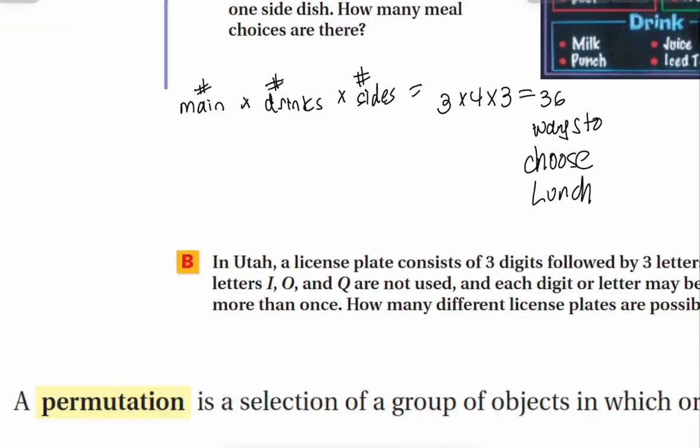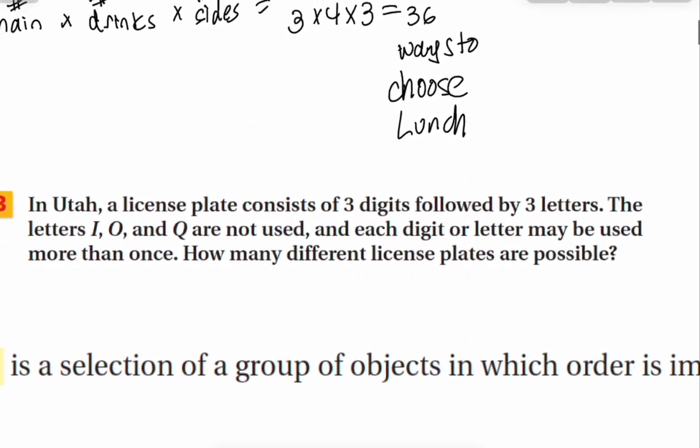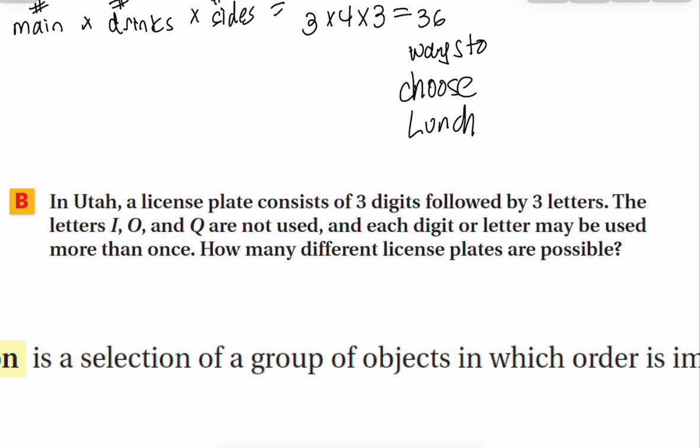Okay, let's look at this one. You'll see ones like this a lot. They'll talk about license plates, cards, dice. Those are very common in probability when you're first learning about it. Okay, so let's look at example 1B. It says in Utah, a license plate consists of 3 digits followed by 3 letters. The letters I, O, and Q are not used, and each digit or letter may be used more than once. How many different license plates are possible?